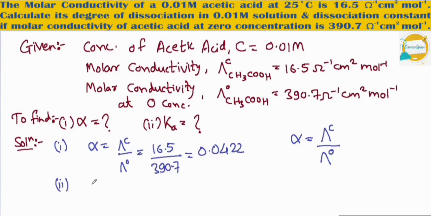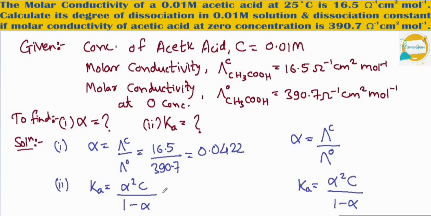Now we will find the value of dissociation constant, that is Ka. So formula for this dissociation constant Ka is given by alpha square C upon 1 minus alpha. So we will use this formula here, alpha square C upon 1 minus alpha, जिससे हम लोगों को Ka मतलब डिग्री ऑफ डिसोसिएशन से हम लोग फाइंड करेंगे डिसोसिएशन कांस्टेंट का वैल्यू फॉर एसिडिक एसिड.